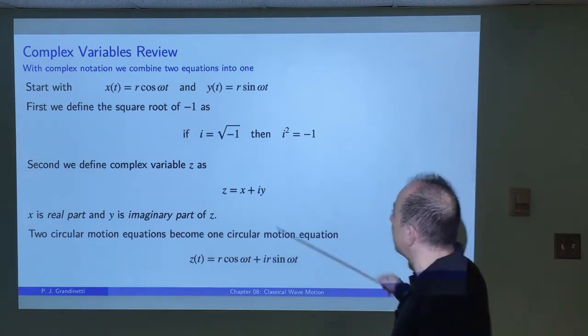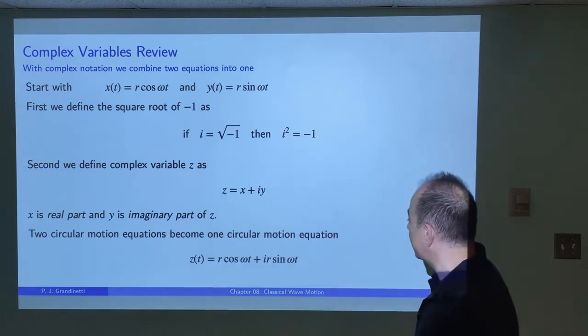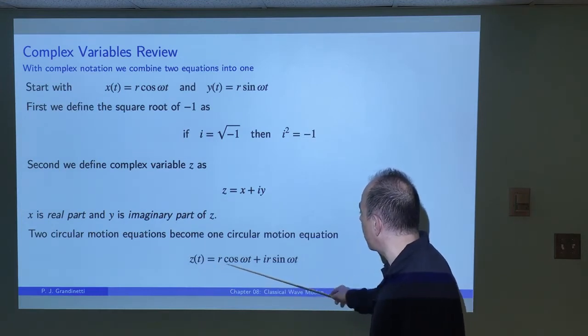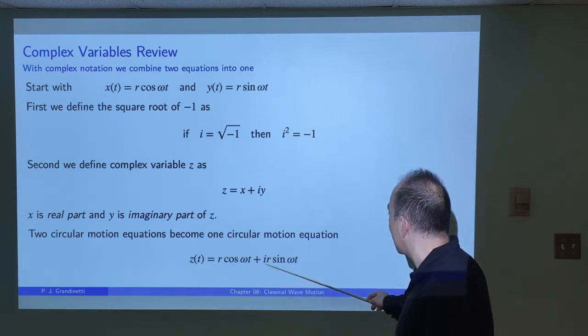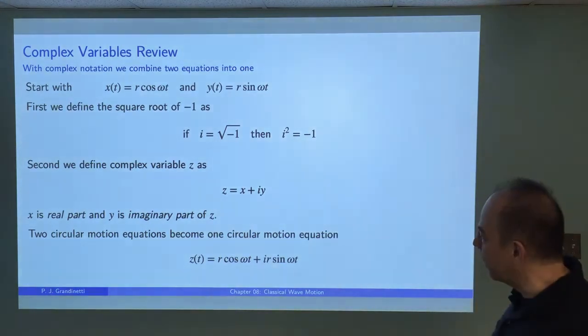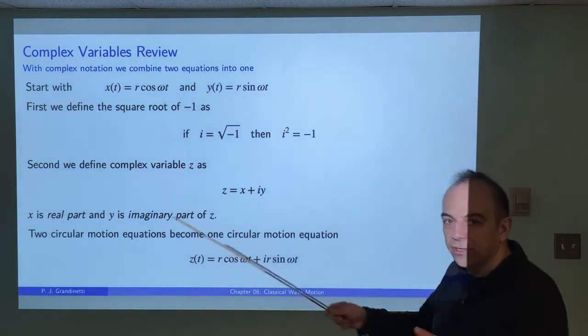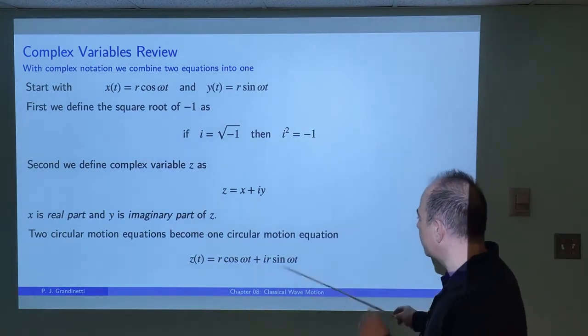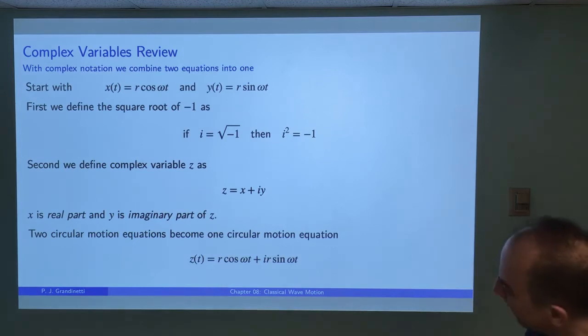So if I take that circular motion example, then I would write down one equation, which is z is equal to r cosine omega t plus i r sine omega t. So it's kind of like just assigning unit vectors for the two different directions, but it's actually more helpful than that. We'll see that it has some extra benefits beyond just something like unit vectors.